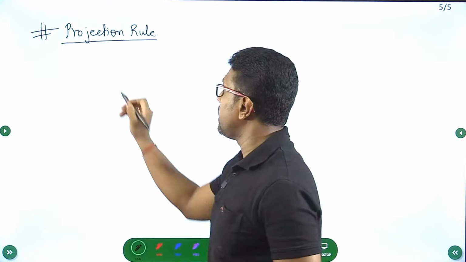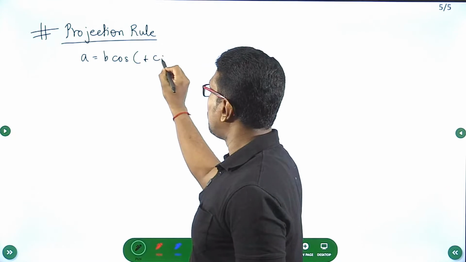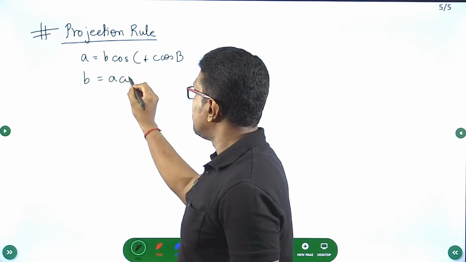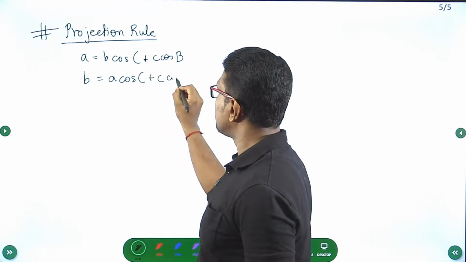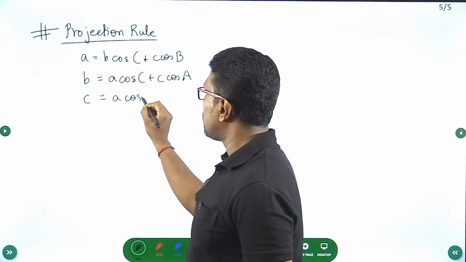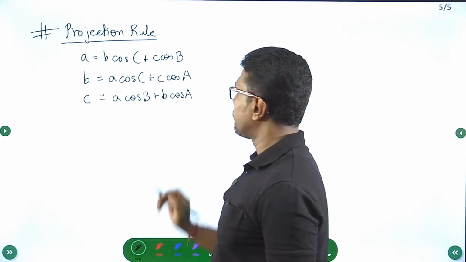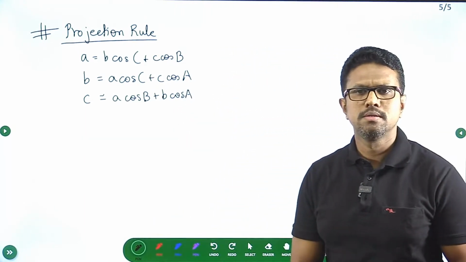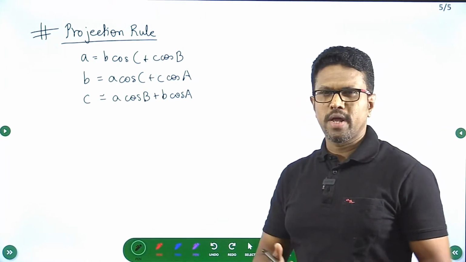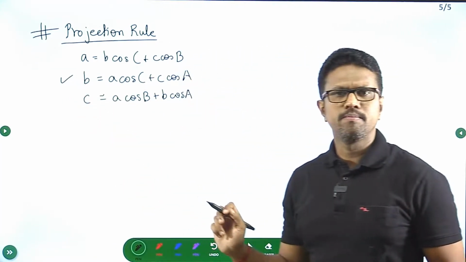So projection rule: A equal to B cos C plus C cos B, B equal to A cos C plus C cos A, C equal to A cos B plus B cos A. So this is the projection rule. We have to prove any one of the parts. Okay, so again, the proof of A is in your textbook, so I'll do this part B.